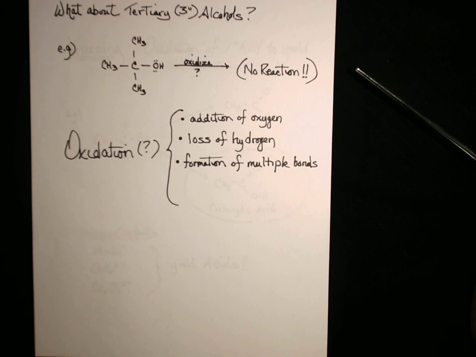So we probably need to add to that explanation of oxidation. So think of oxidation as the addition of oxygen, the loss of hydrogen, which is referred to as dehydrogenation. And if you have to take biochemistry after this course, you'll hear a lot more of that particular term. Oxidation can also be the formation of multiple bonds.